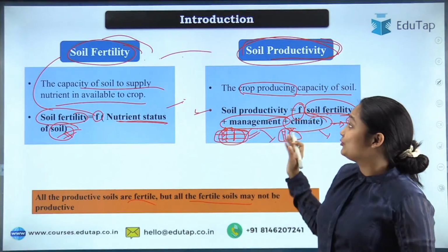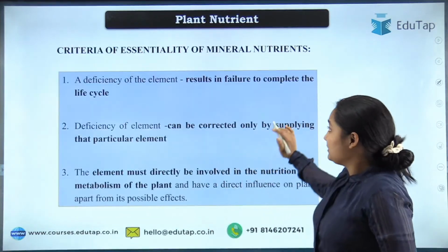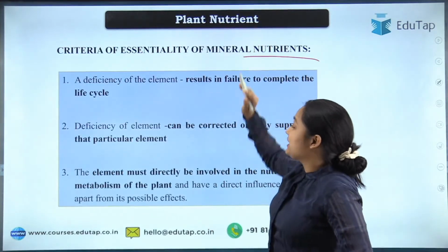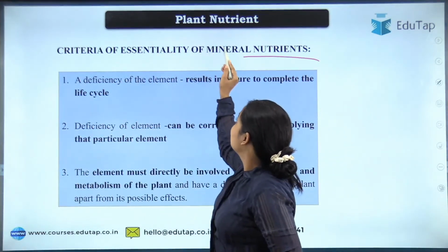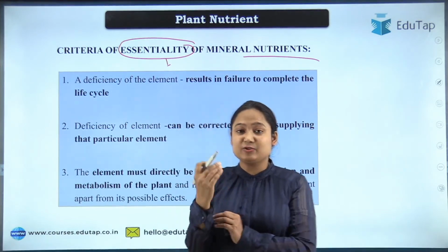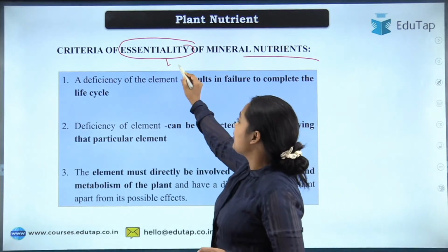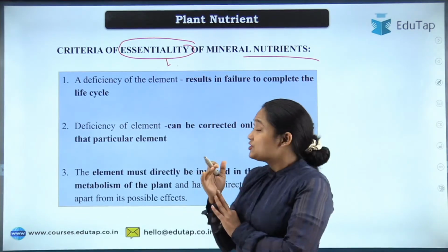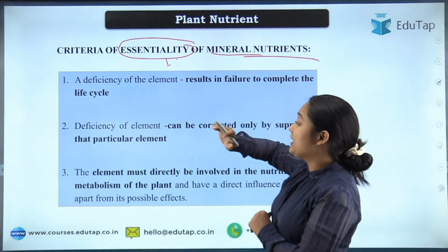Okay, now let's move to the next factor that is very important. Now we will move to nutrient essentiality and the plant nutrients that are essential for our plant. So when we talk about essential, this means very important. When we say essential nutrient, it means, भाई ये बहुत important है, that is our priority.